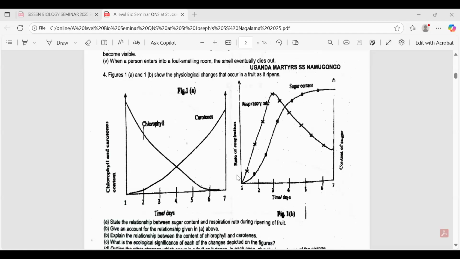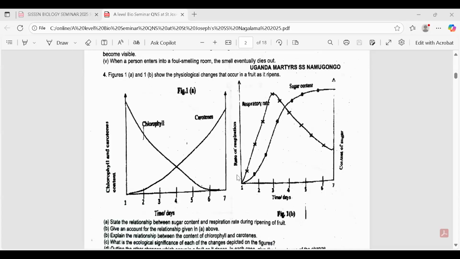Carotene increase, we say that it is to enable dispersal of seeds to colonize new areas, and the ecological significance is it prevents competition. And then sugar content, the increase in sugar content also attracts dispersal agents, therefore enabling the dispersal of fruits and seeds to new areas, therefore reducing the rate of competition for resources.